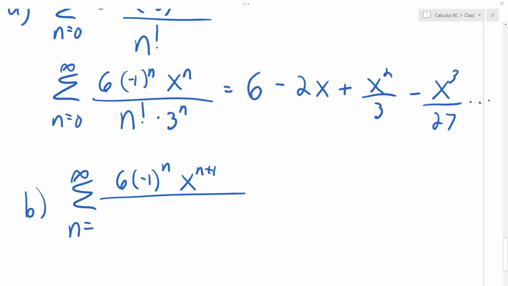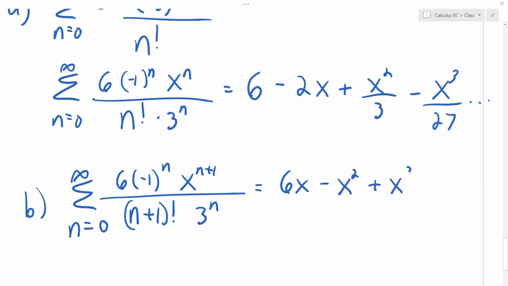N factorial times n plus 1 is n plus 1 factorial. Right? Yeah, that's that. But that is the same exact thing as 6x. We're going to start at 0 because that matches up with that term. Minus x squared plus x cubed minus, is that right? Did I do this wrong? No, not x cubed. X cubed over 9. And x to the 4th over 4 times 27.